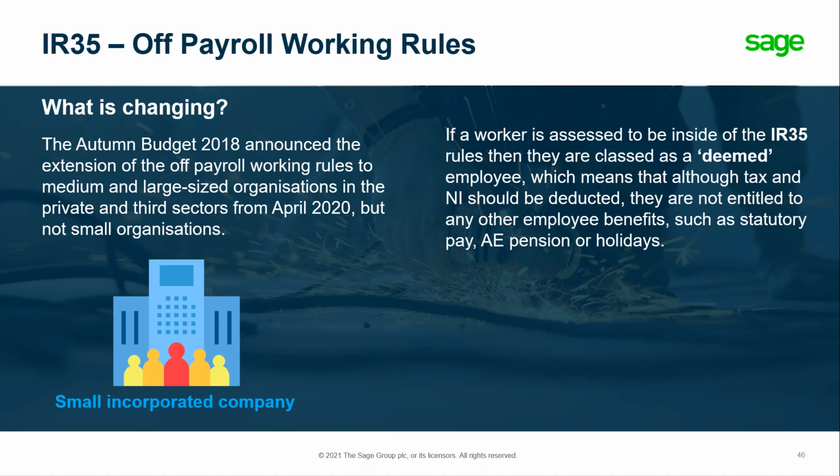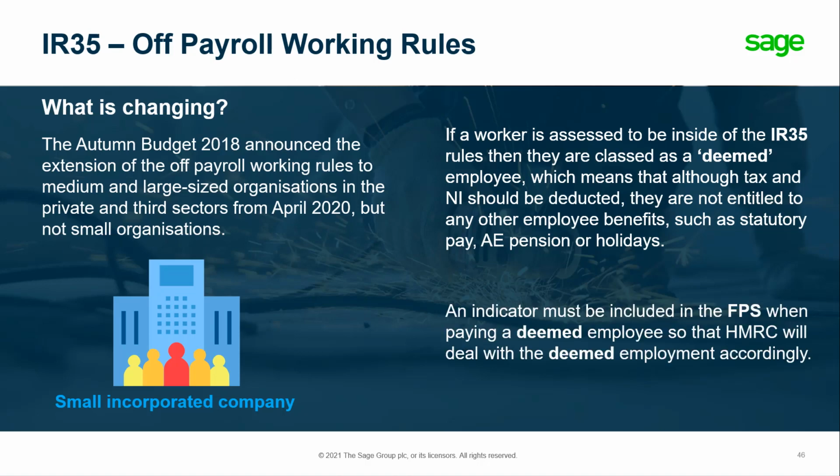If a worker is assessed to be inside of the IR35 rules, then they are classed as a deemed employee, which means that although tax and national insurance are deducted, they are not entitled to any other employee benefits such as statutory pay, a pension, or holidays. An indicator must be included in the FPS when paying a deemed employee so that HMRC will deal with the deemed employee accordingly.